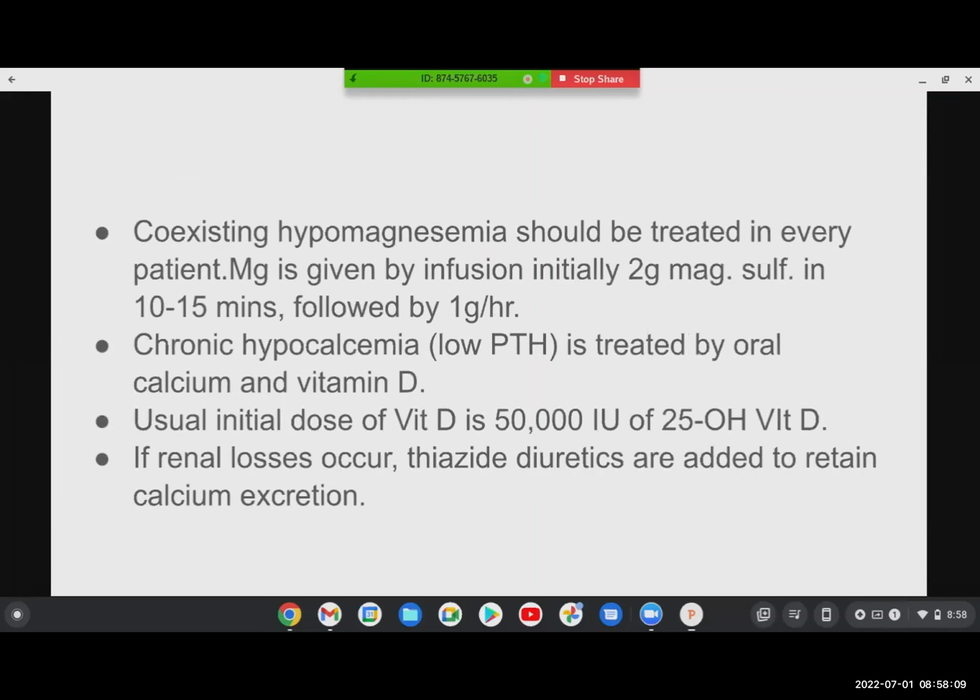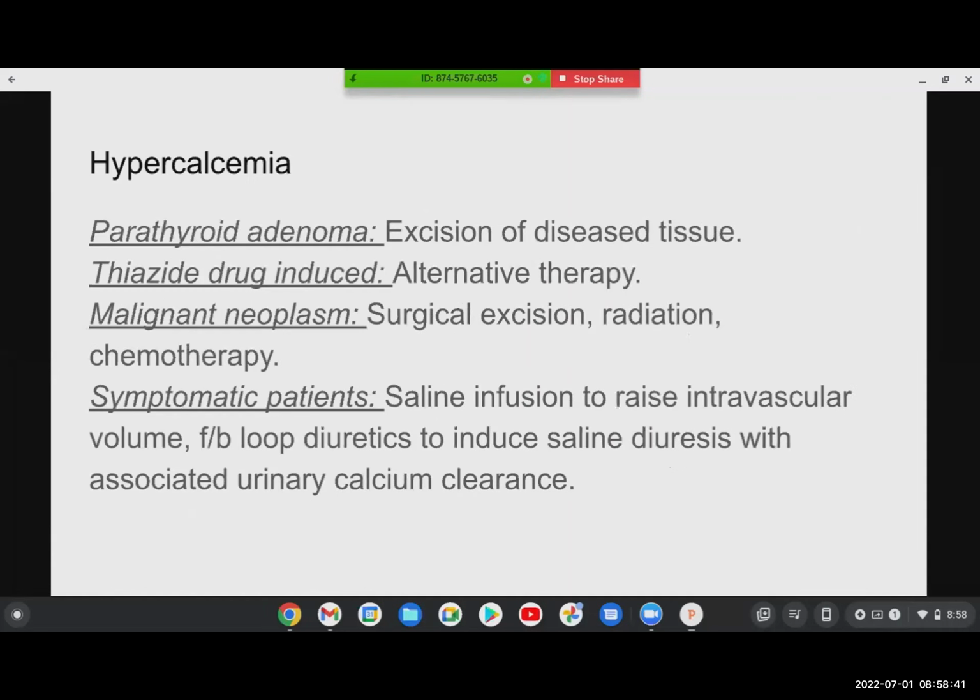Coexisting hypomagnesemia needs to be treated, and magnesium is given by infusion as 2 gram magnesium sulfate in 10 to 15 minutes, followed by 1 gram per hour. Chronic hypocalcemia by hypoparathyroidism is treated by oral calcium and vitamin D. Usual initial dose of vitamin D is 50,000 international units of 25-hydroxyvitamin D. And if renal losses of calcium occur, thiazide diuretics, which reduce calcium excretion, are added. Hypercalcemia by parathyroid adenoma is corrected by excision of diseased tissue.